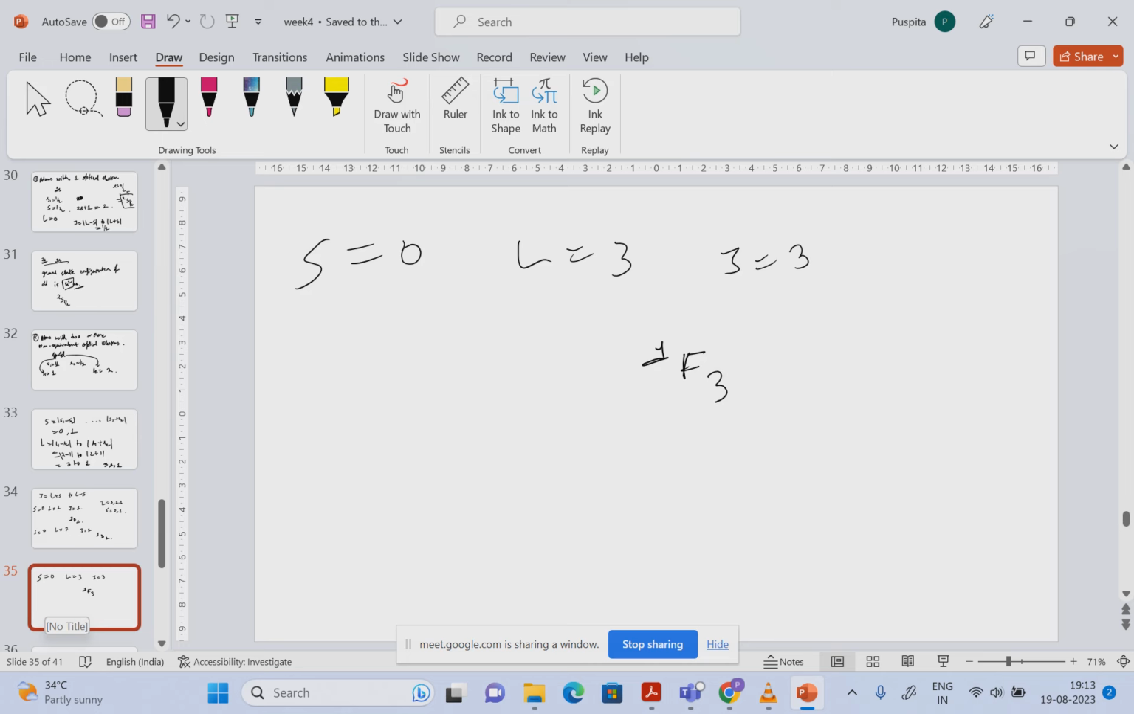Three and 4. S is equal to 1, L is equal to 1, J is 0, 1 and 2. So the terms will be 3P0, 3P1, 3P2.